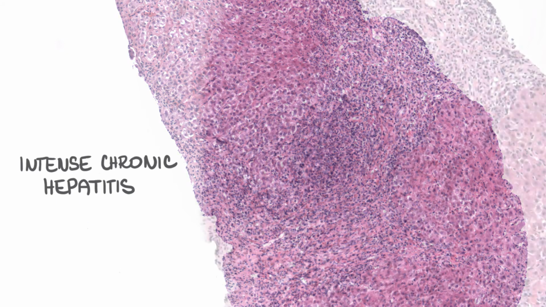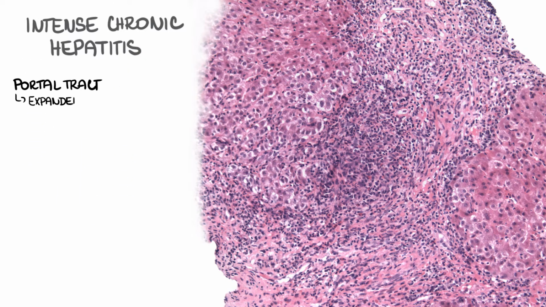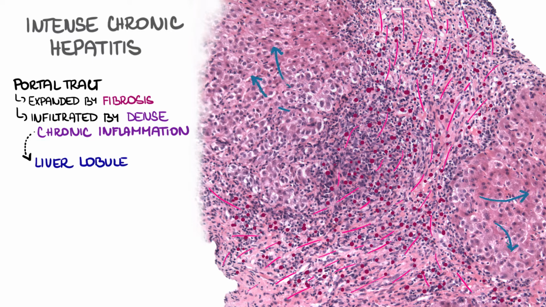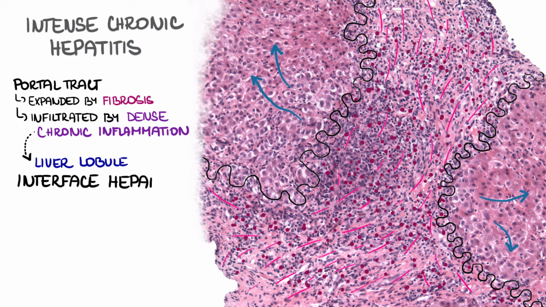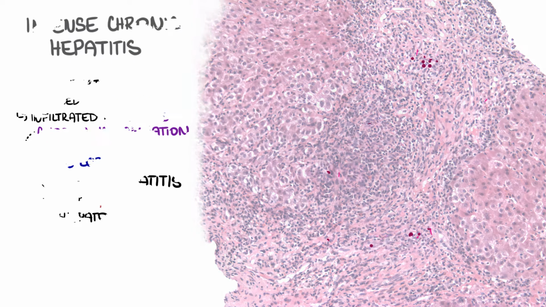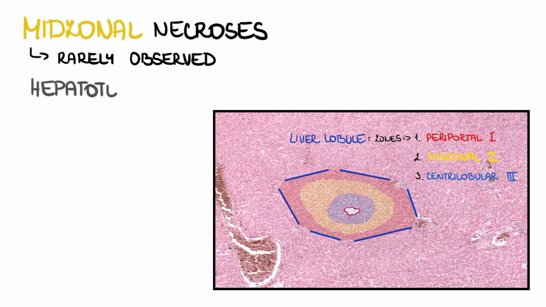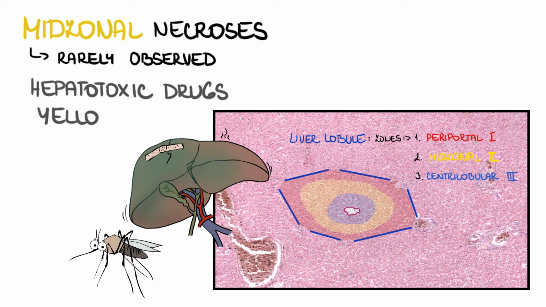In the picture, there is an intense chronic hepatitis. The portal tract is expanded by fibrosis and infiltrated by dense chronic inflammation. The inflammatory infiltrate extends into the liver lobule, so-called interface hepatitis, with necrosis of periportal hepatocytes. Midzonal necroses manifesting in zone 2 of the liver lobule are rarely observed. They can appear after exposure to some hepatotoxic drugs or in patients with yellow fever.